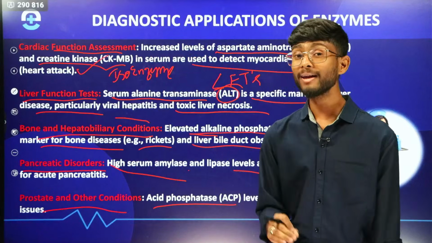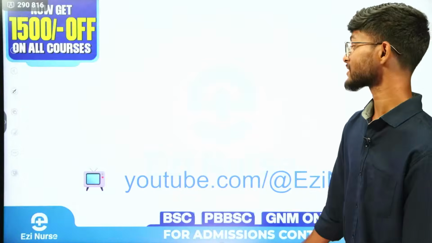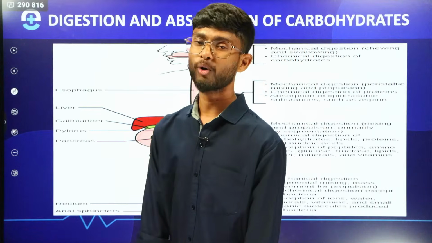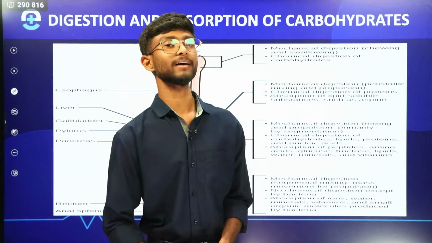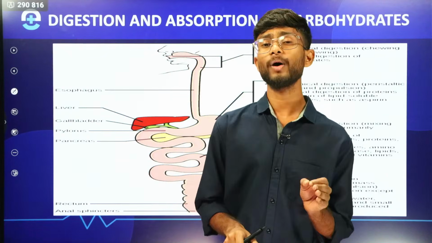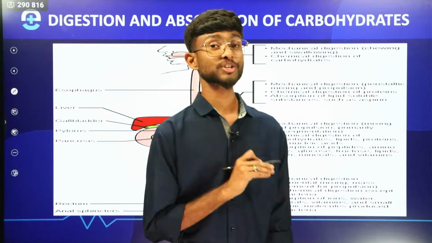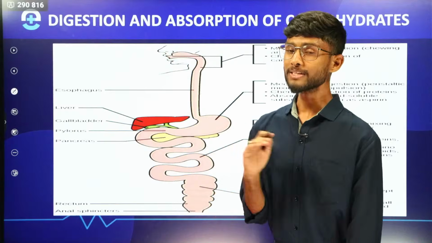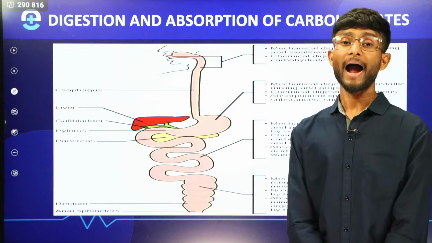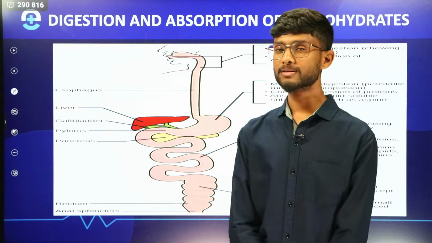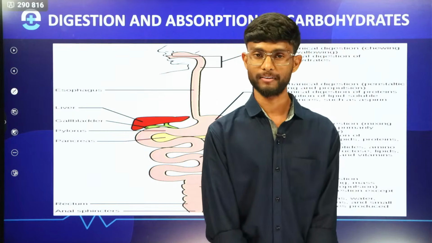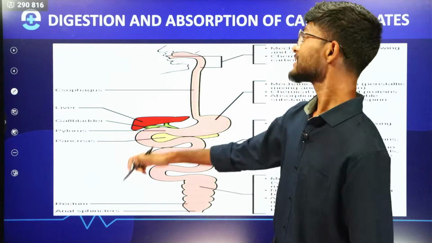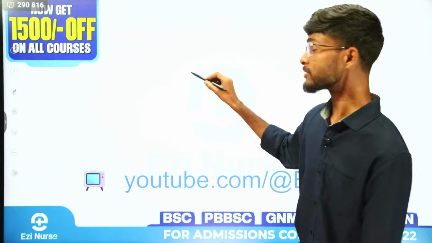Now the main important thing is digestion and absorption of carbohydrates. As I told earlier, these enzymes are very important in digestion, metabolism and DNA replication. First we'll see the digestion and absorption of carbohydrates. What do you mean by carbohydrates? First of all, carbohydrates are nothing but saccharides.